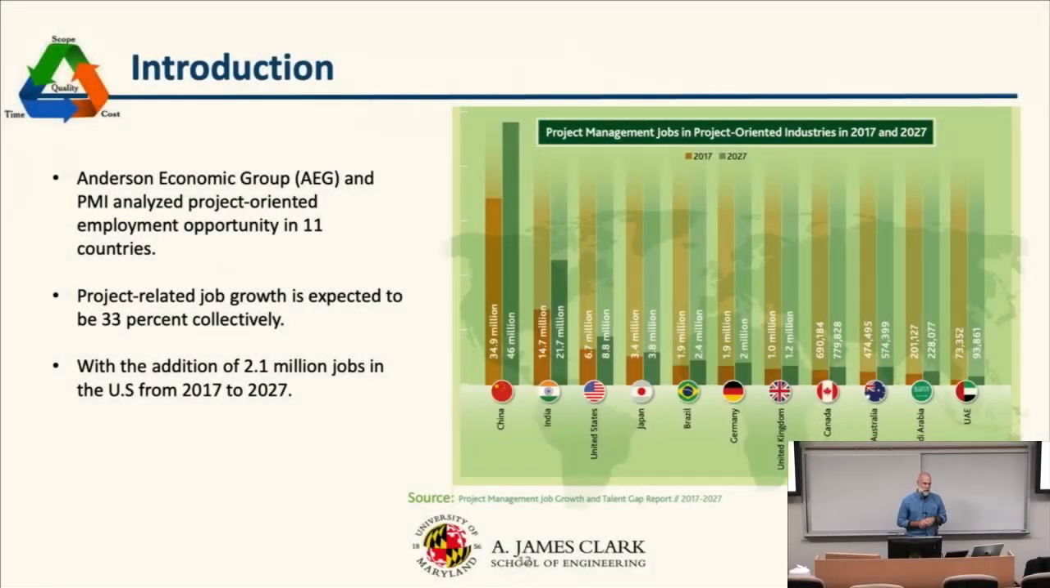This is some data from a job growth survey across different countries indicating project management jobs in different industries. And you can see that, this is from Anderson Economic Group, and employment across 11 countries is strong in project management and growing. You can see the orange is from 2017 and projected for 2027, the growth in most of those countries that you see there. Collectively, the growth in project management is expected to be 33% over those 10 years. In the US alone, that's an additional 2.1 million jobs.